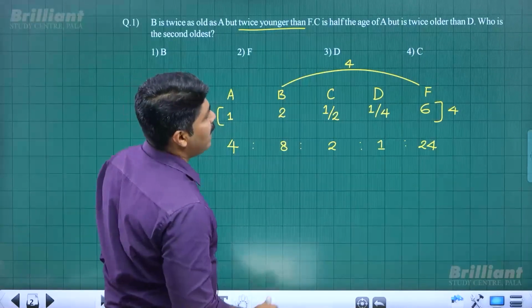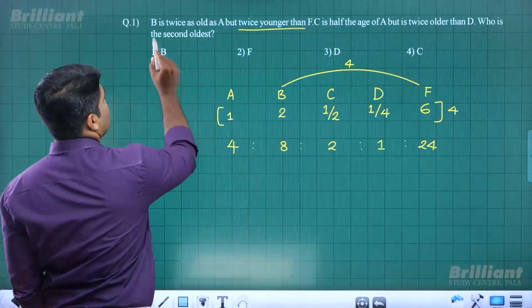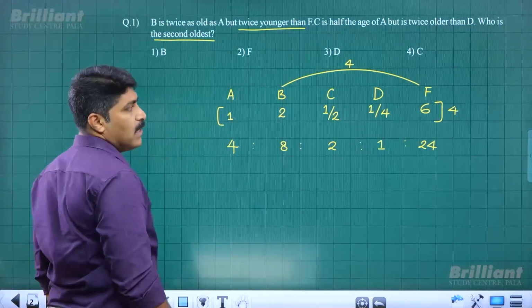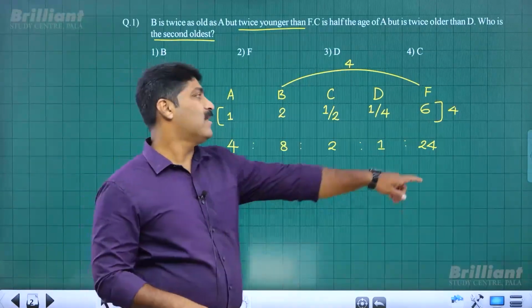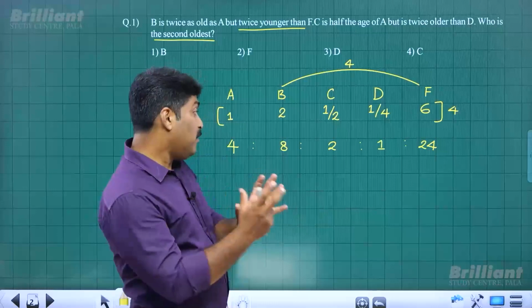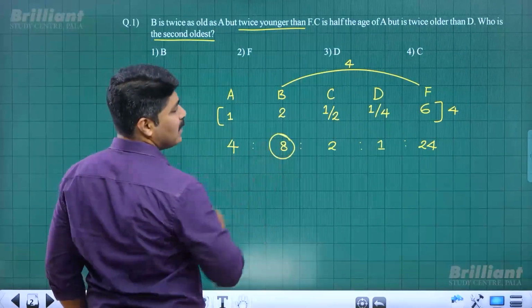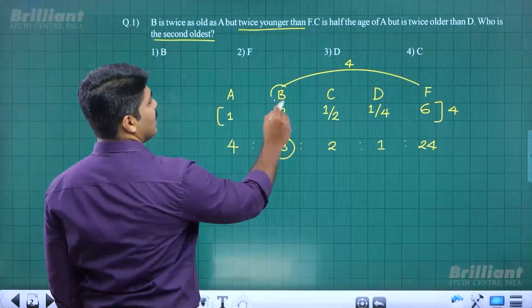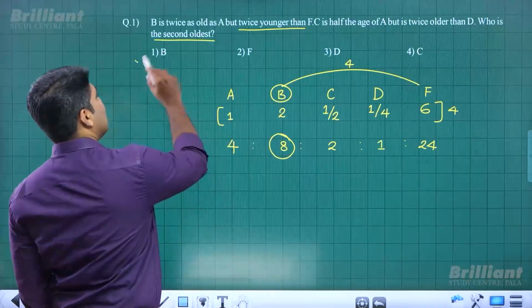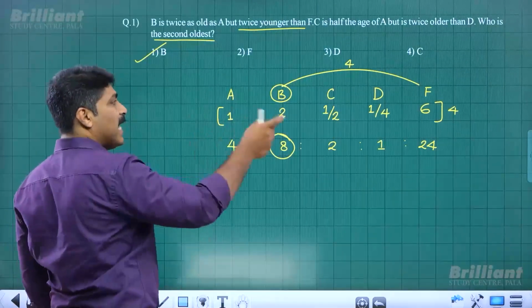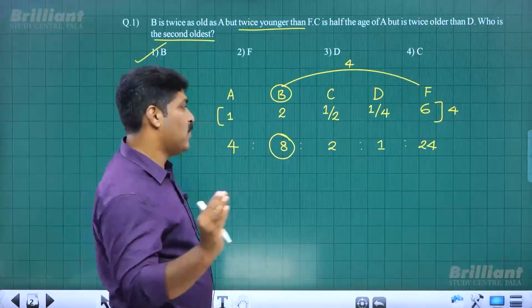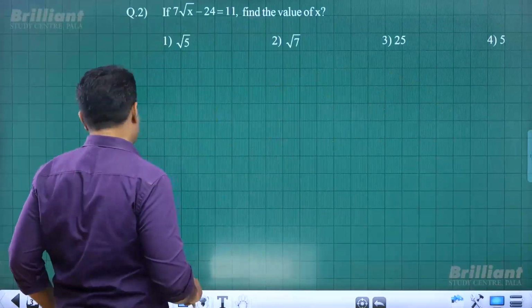So what are we going to find out? Who is the second oldest? Who is the oldest here? Here the oldest is F. We need to find out the second oldest. So who is the second oldest here? That is 8, and 8 is B. Therefore, the answer is B. This kind of ratio-wise approach will help you to find the answer here.